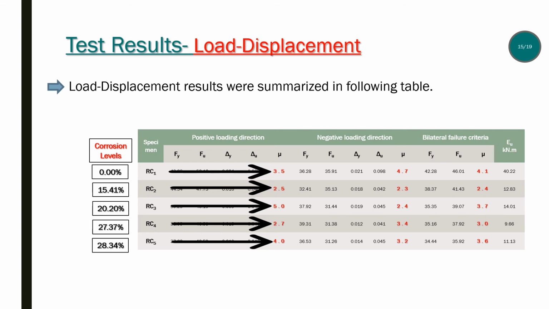For example, the average corrosion level was 0% and the determined displacement ductility ratio was 3.5 for the RC1 column. When the corrosion level was 15%, the determined displacement ductility ratio was 2.5. When the corrosion level increased to 20%, the displacement ductility ratio was 5.